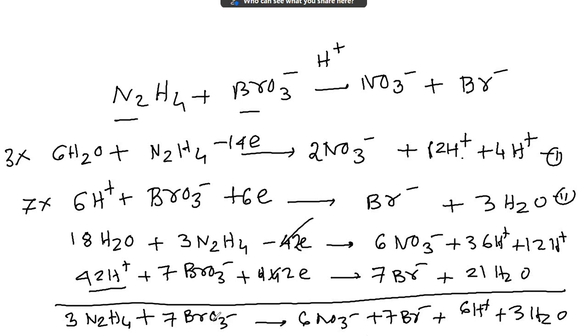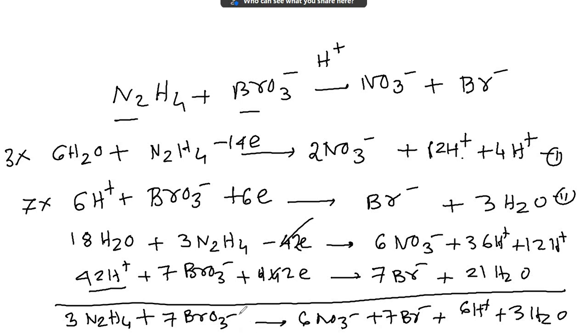First look at the atoms other than oxygen and hydrogen, then oxygen and last hydrogen. 7 Br, 6 nitrogen, total hydrogen 12, in this case 6 and 6, 12 hydrogen, and how many oxygen? 21 oxygen. Let's see, 18 and 3, 21 oxygen. Everything is balanced. Let us balance the charge.